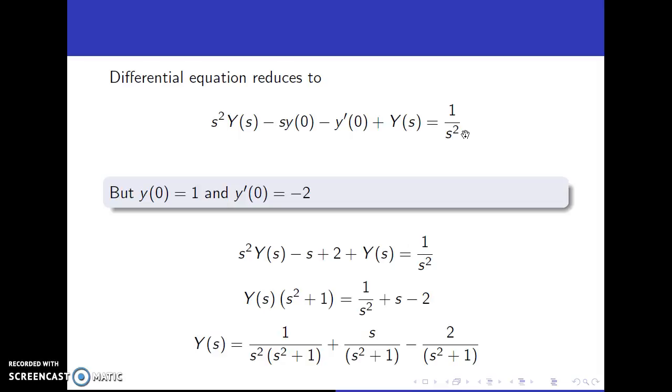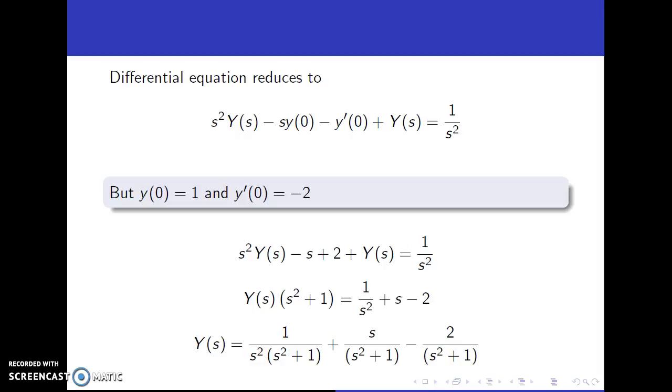Now, we have the initial conditions, y of 0 equal to 1, y dash of 0 equal to minus 2. Putting all these initial conditions, we came across this equation, that is Y of s is equal to 1 upon s square into s square plus 1, plus s upon s square plus 1, minus 2 upon s square plus 1. Now, here we get Y of s, but our aim is to find y of t.